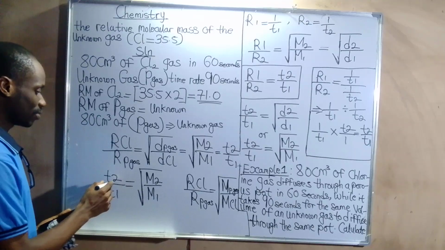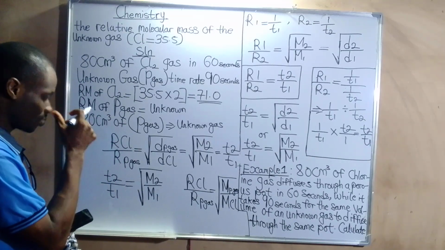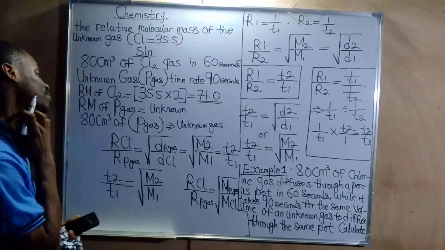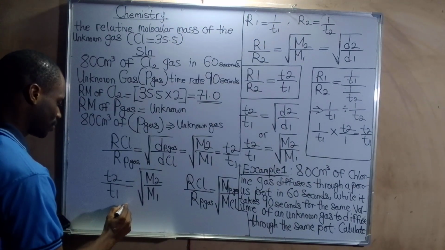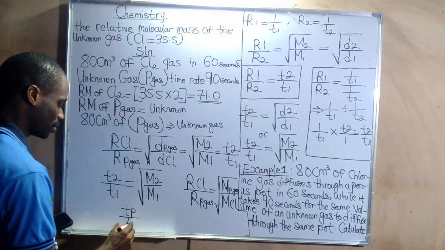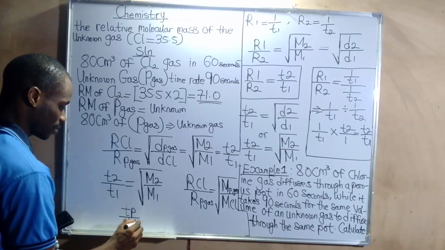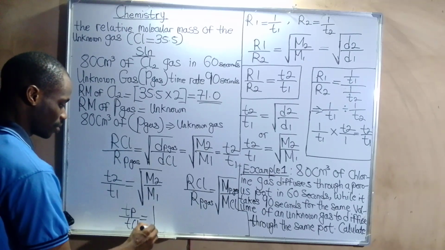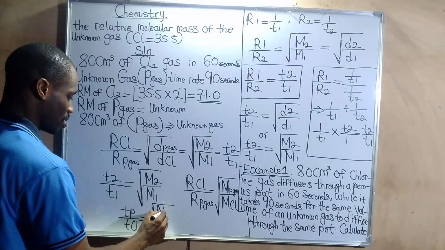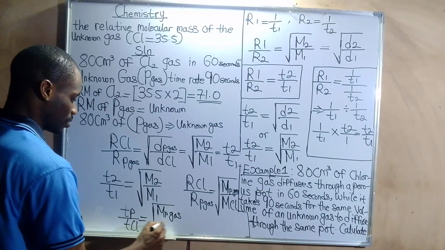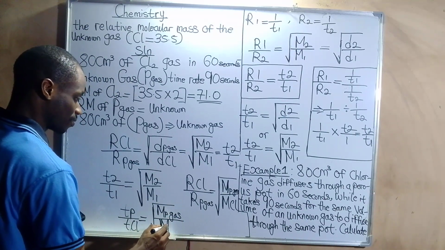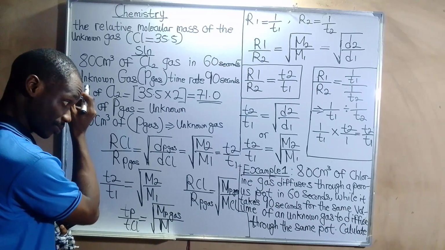Time for T2. Remember, this is R1, R2. So T2 is definitely the time rate for P gas. Tp over T1 chlorine, all over, all in square root, M2 is the M of P gas, all over mass of chlorine.